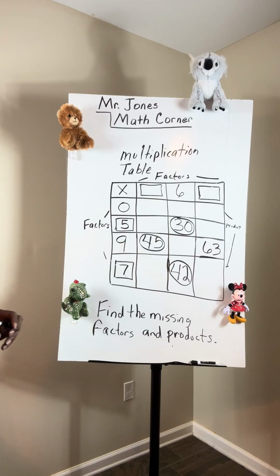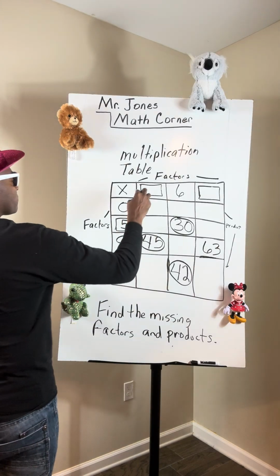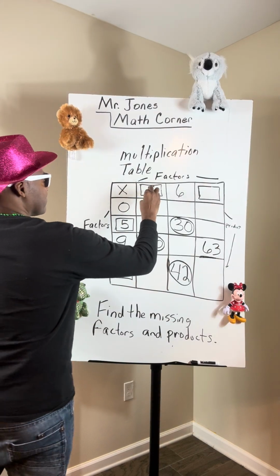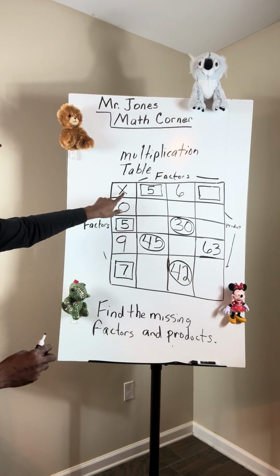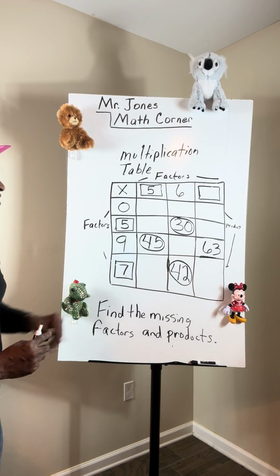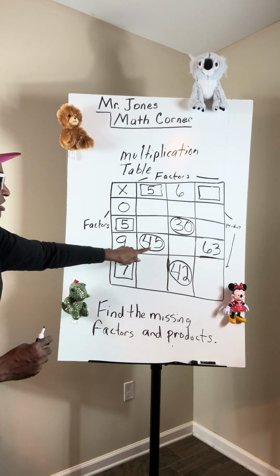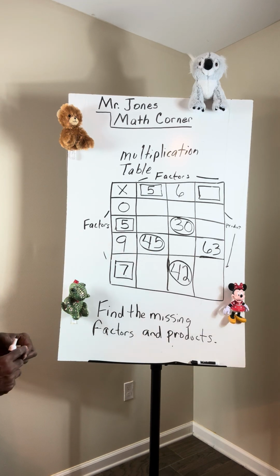9 times 1 is 9. 9 times 2 is 18. 9 times 3 is 27. 9 times 4 is 36. 9 times 5 is 45. So our missing factor is 5. 9 times 5 gives us 45, or 5 times 9 gives us 45.